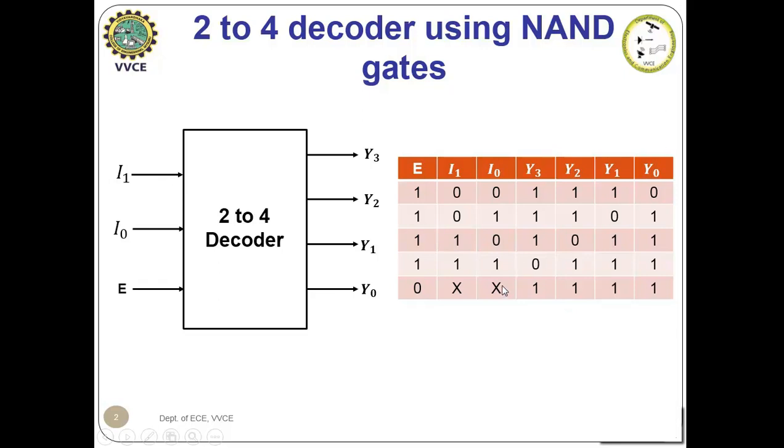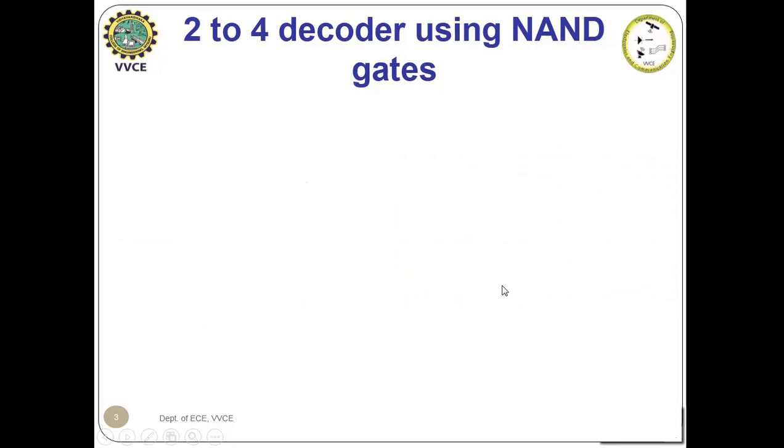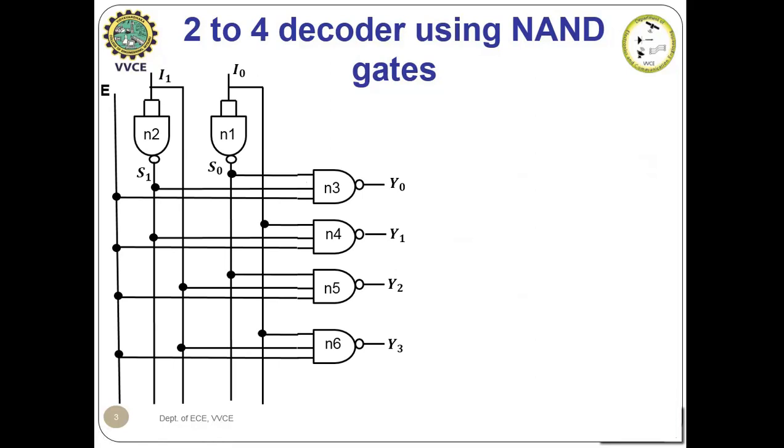Now we need to implement this 2:4 decoder using a NAND gate. So this is the circuit of a 2:4 decoder with a NAND gate. I am using NAND gates, that is N1 and N2, as inverters to get the complement of I1 and I0. And I'll be using 4 3-input NAND gates to realize a decoder. Now we'll see how to write the code for this 2:4 decoder in structural design.